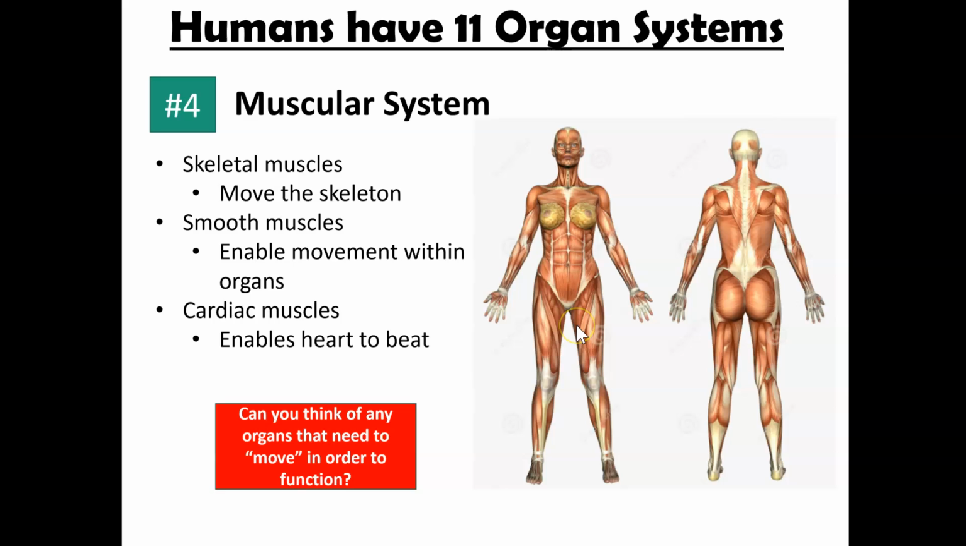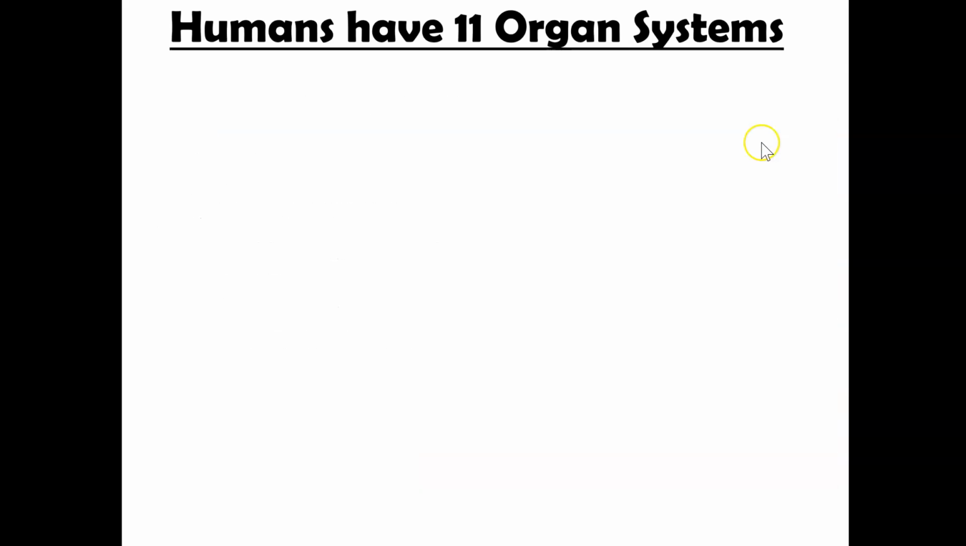Well, your digestive system is important, because it has to move. There's a series of relaxations and contractions that happen along your digestive tract over here that allow food to go into your digestive system, into your stomach, and into your intestine, so that absorption of nutrients can take place.